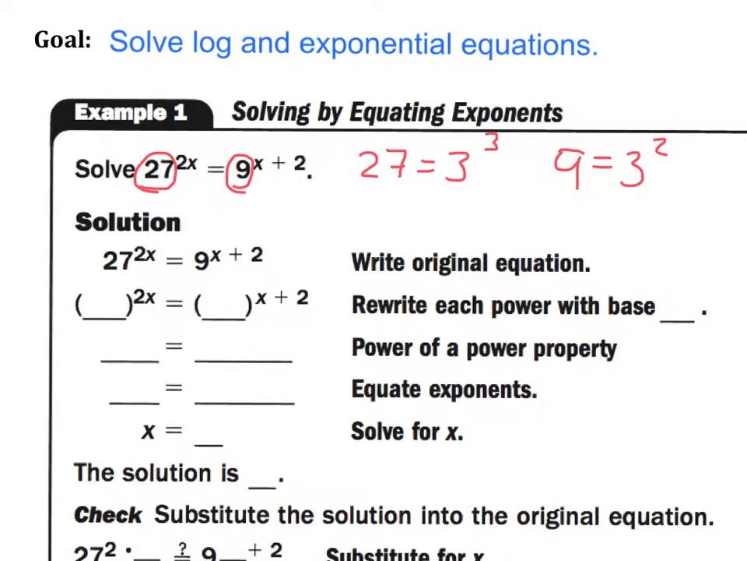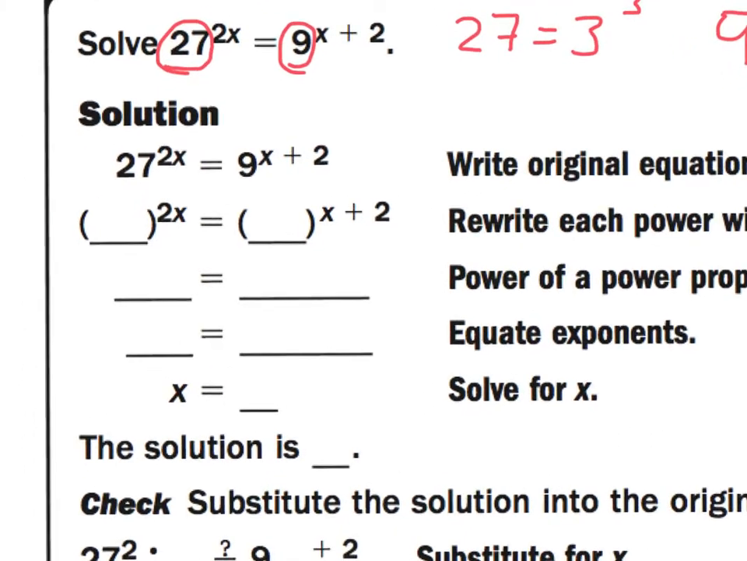Why is that important? Because if we can rewrite an equation to have the exact same base, 3's, then we can ignore the base and just look at the exponent. So I'm going to substitute in 27, and I'm going to put 3 cubed. And then I'm going to substitute in for 9, I'm going to put in 3 squared.